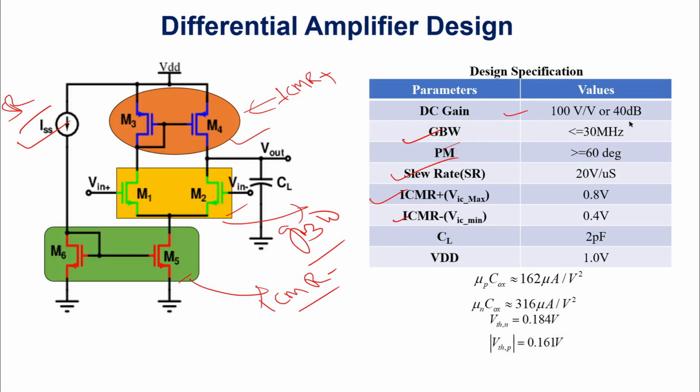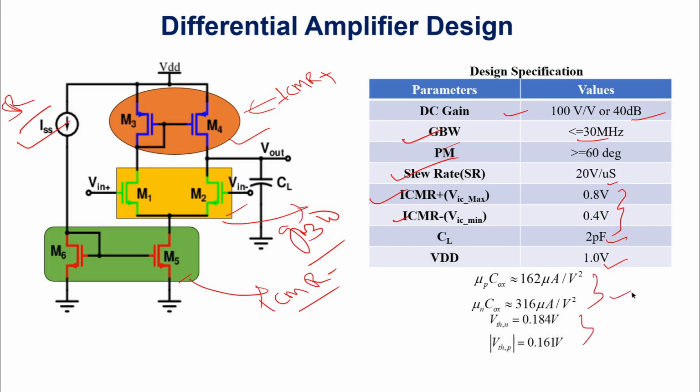DC gain is 40 dB, GBW is less than 30 megahertz, phase margin is 60 degrees, slew rate is 20 volt per microsecond, that is the rate of change of output voltage. And these are the range of input DC bias voltage with which we can keep M1 M2 in saturation. That is, ICMR plus maximum common mode voltage we have selected is 0.8 volt, ICMR minus minimum is 0.4 volt, the load capacitance is 2 picofarad, and 1 volt is the supply voltage. And these are the process parameters.